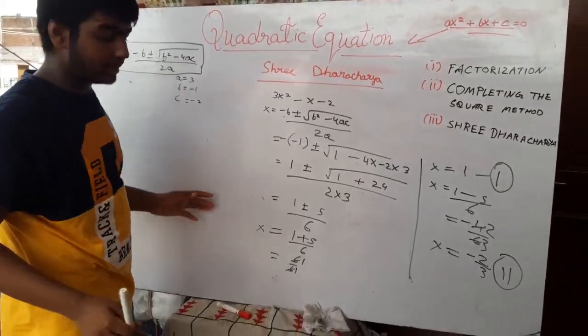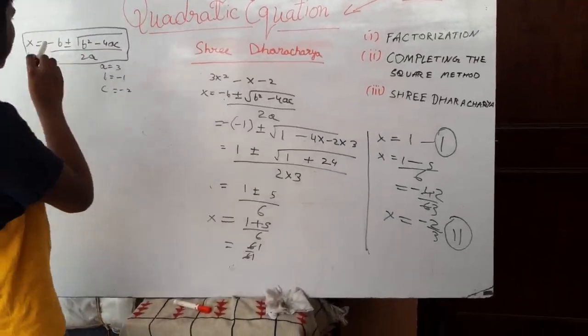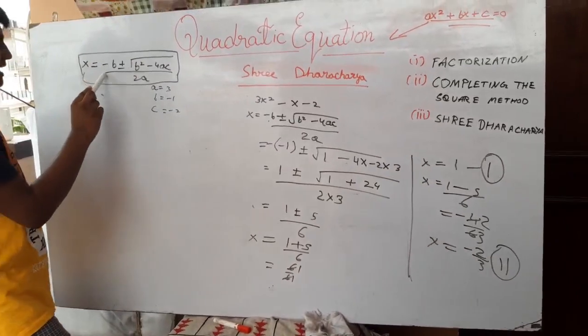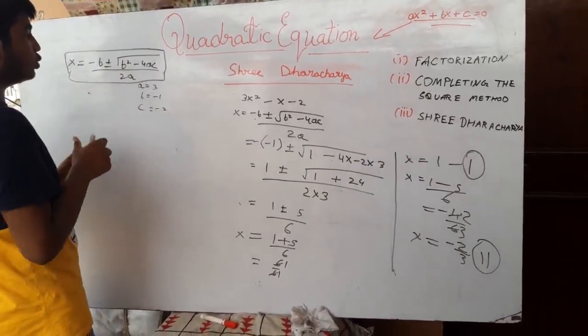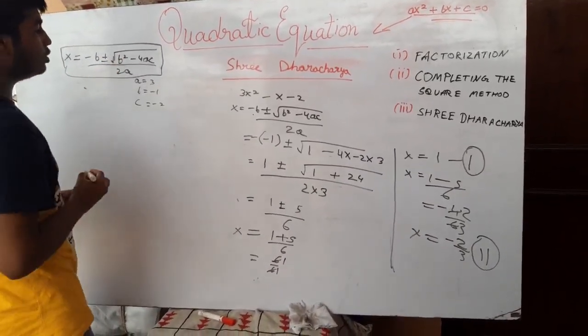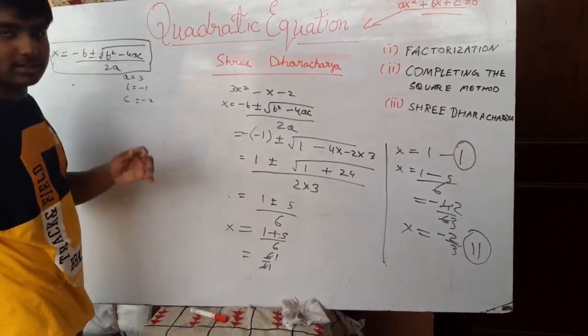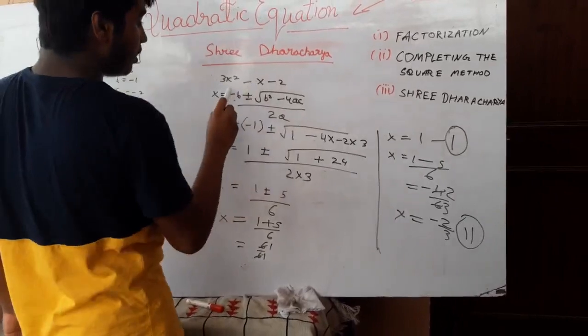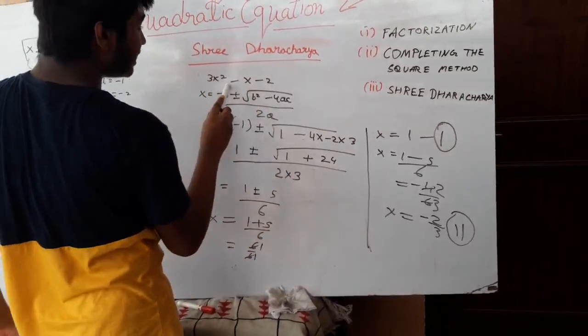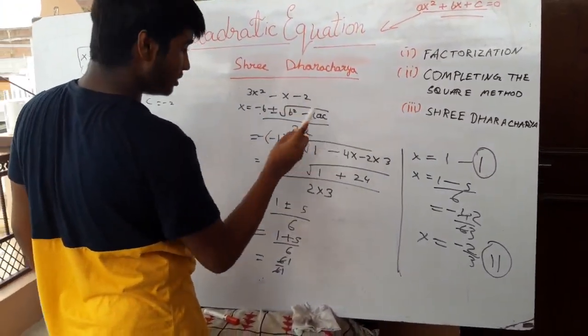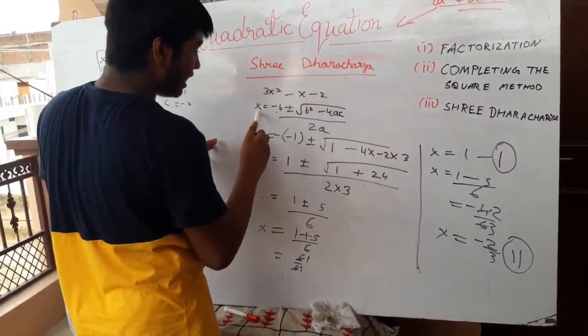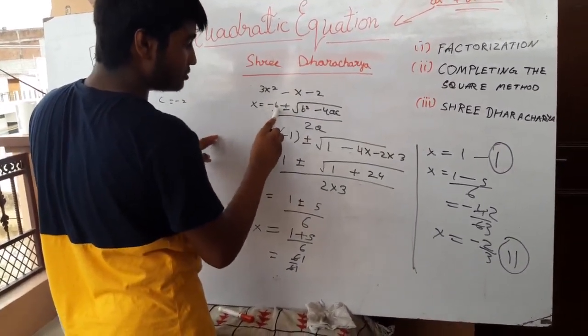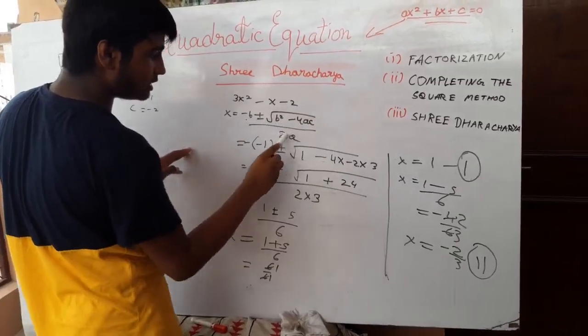Let me explain it to you again. What is the formula? x is equal to minus b plus minus under root b square minus 4ac divided by 2a. Now let's move to the example. 3x square minus x minus 2. This is the question. Now x is equal to minus b plus minus under root b square minus 4ac divided by 2a.